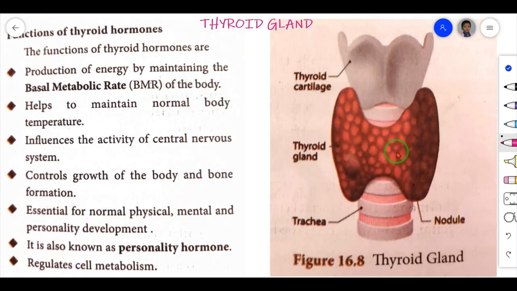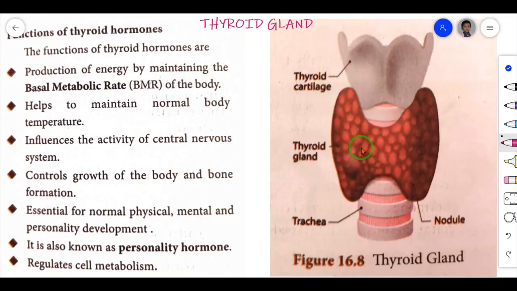The 2 lobes are connected by a narrow band of tissue known as the isthmus. This gland is composed of glandular follicles lined by cuboidal epithelium. So the thyroid gland is composed of which follicles? Glandular follicles lined by cuboidal epithelium.